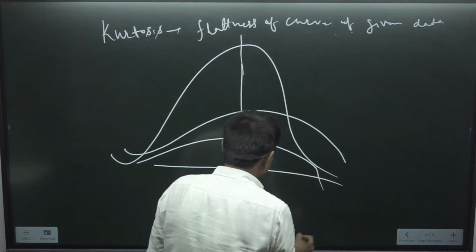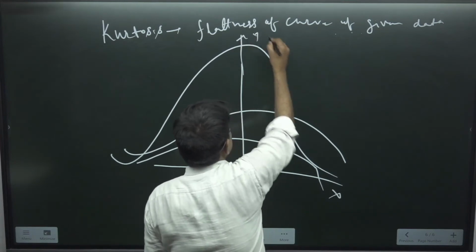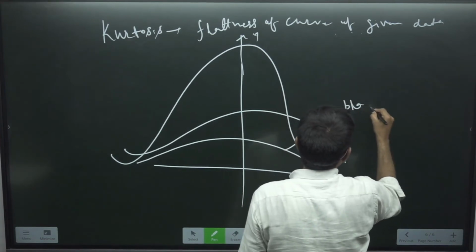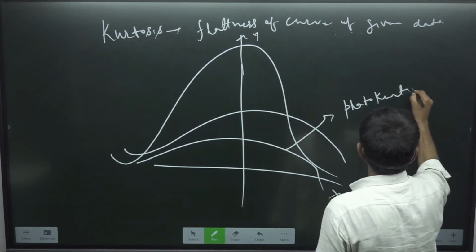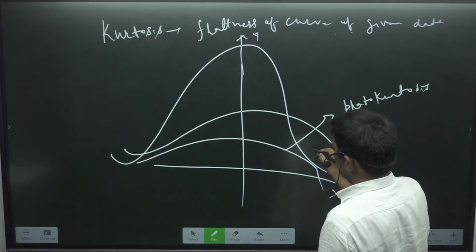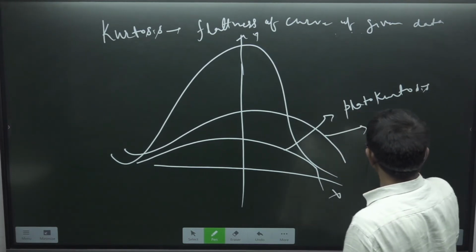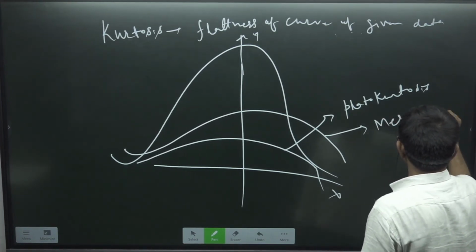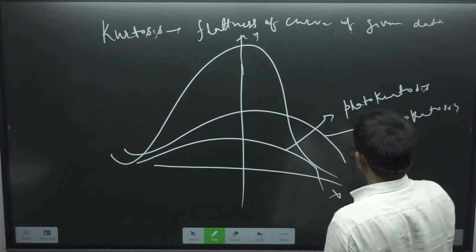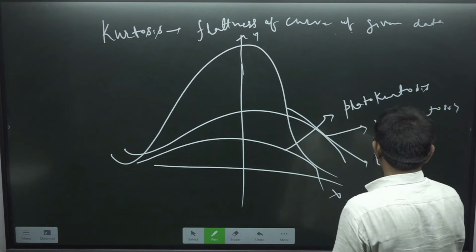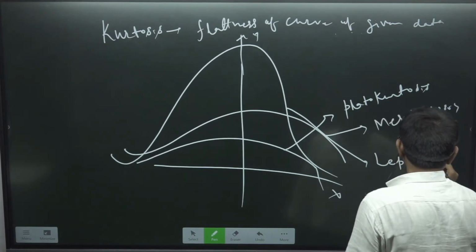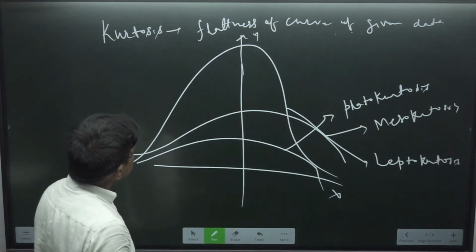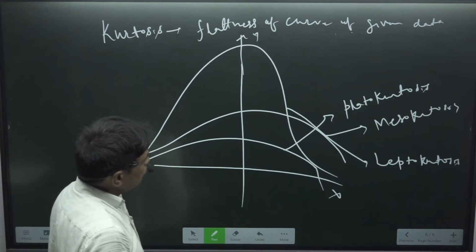Okay, this is the y-axis. So a low curve is platykurtic. And in a normal form, the normal curve is said to be mesokurtic. And the third one is high, leptokurtic, which means more peakedness.